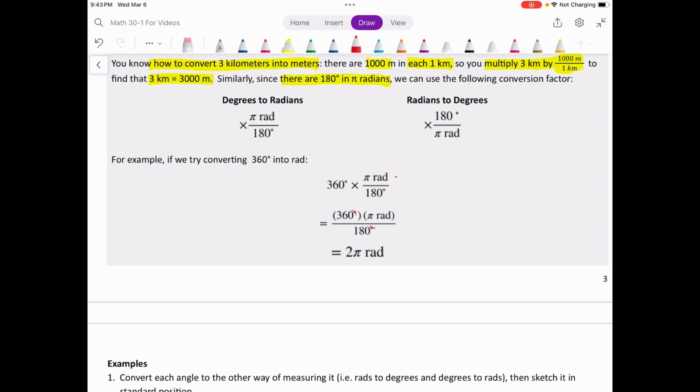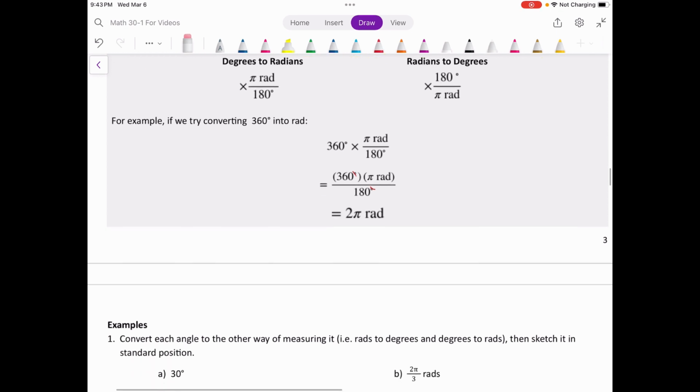I'm mentioning that because sometimes students don't take a second to think about it, and they flip this around, and they get a very strange and wrong number. It's because they were just guessing about which one to use and not thinking about what am I trying to convert from and to. What unit do I want to cancel out, and what unit do I want to be left with? And so notice 360 over 180 is 2, so we have 2 pi radians.